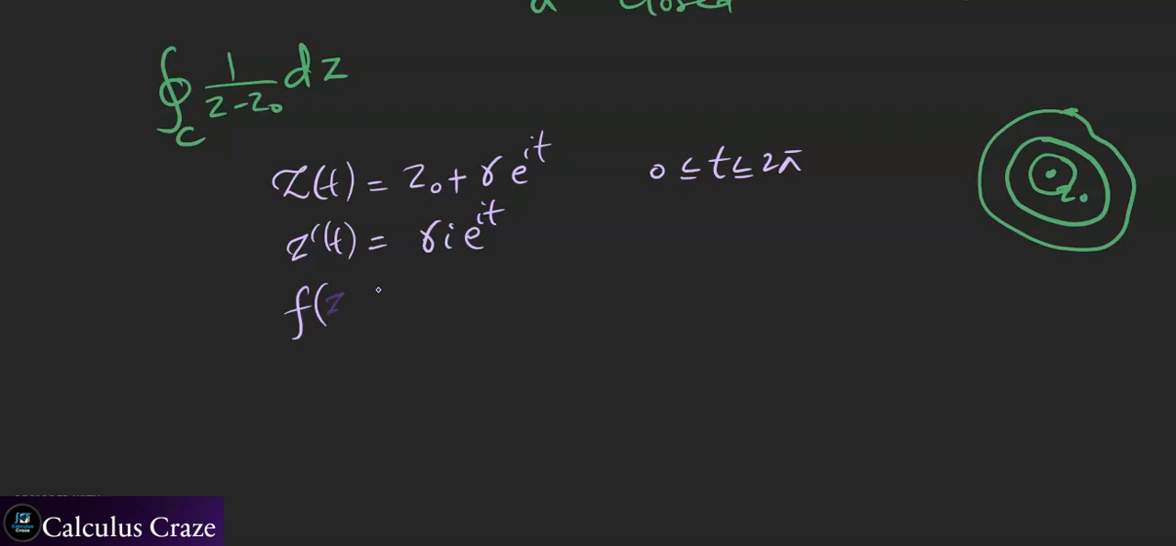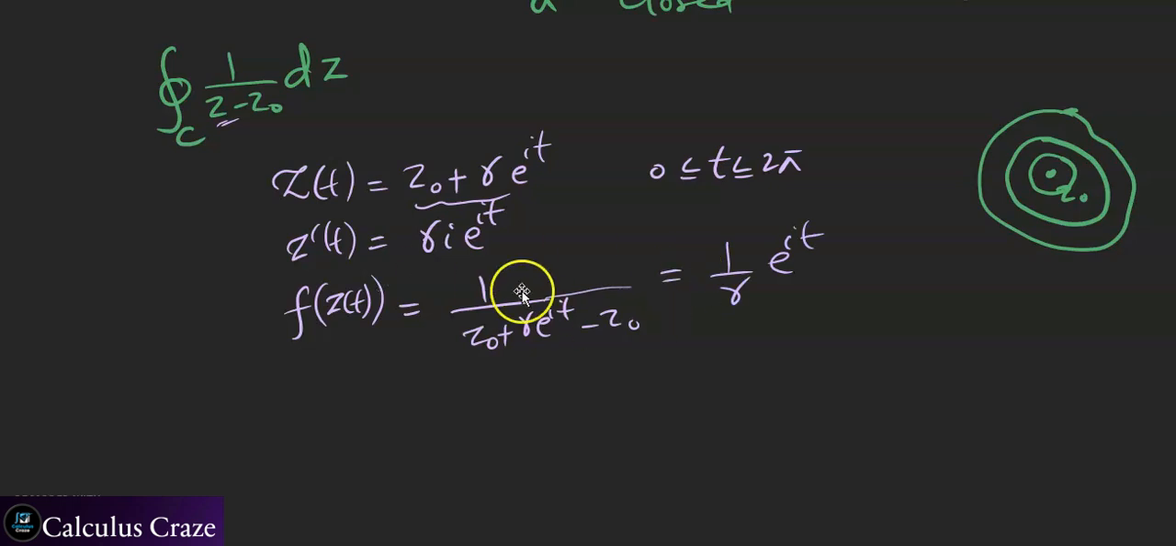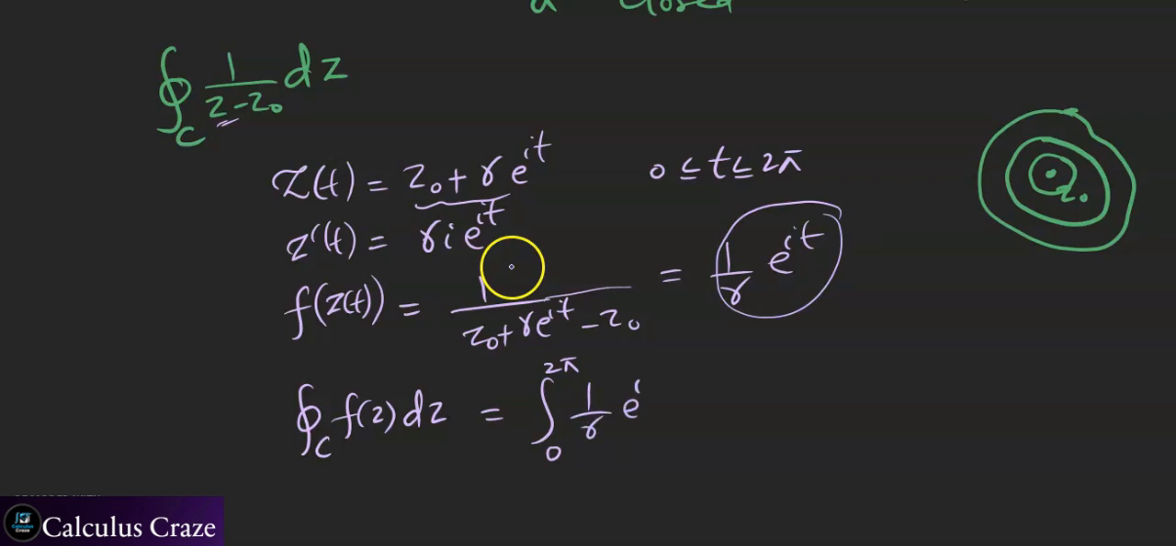What more do I need? I need f of z of t. My f of z is 1 over z minus z naught. So if I insert this value, I will have z naught plus r e to the iota t minus z naught, right? Which is basically equal to 1 over r e to the iota t. Now, applying the integral formula for complex integrals, from a to b, in this case 0 to 2 pi, and f of z of t, which is 1 over r e to the iota t.